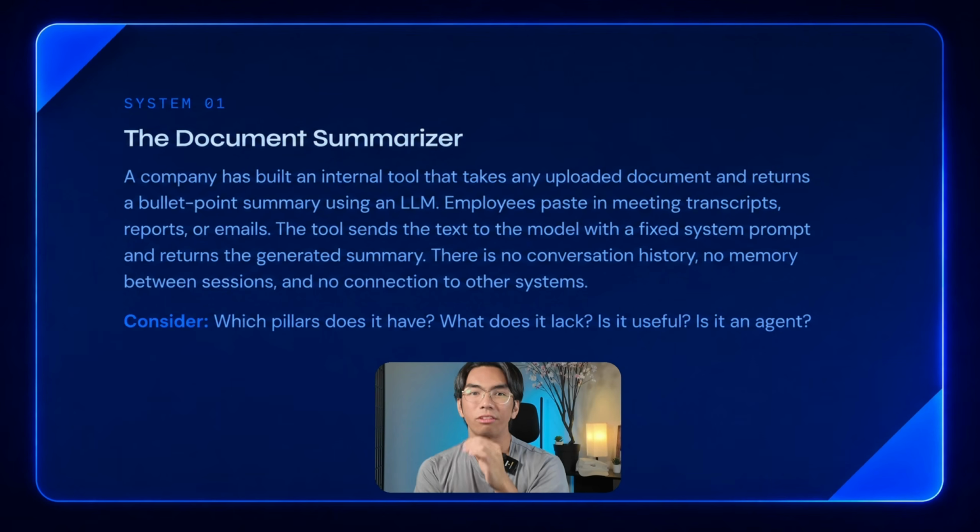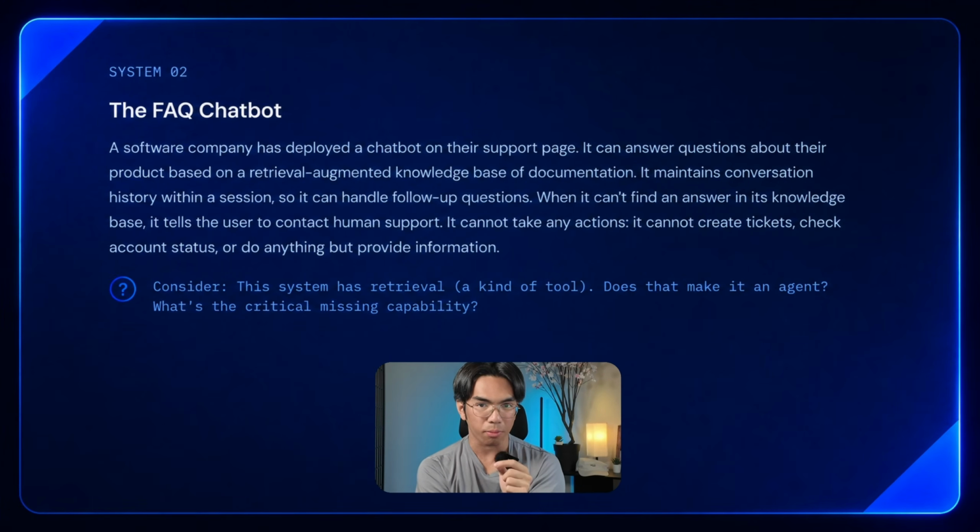I'll keep them quick. System 1, the document summarizer. Upload a document, get a bullet point summary. No history, no memory, no connections. System 2, the FAQ chatbot. It answers product questions from a knowledge base, keeps conversation history, but can't take action. Heads up, this one has retrieval. Does that make it an agent?